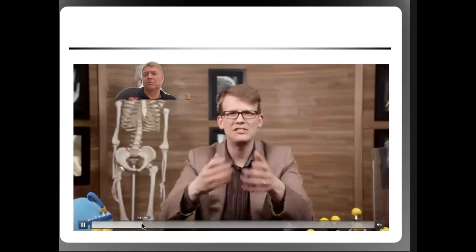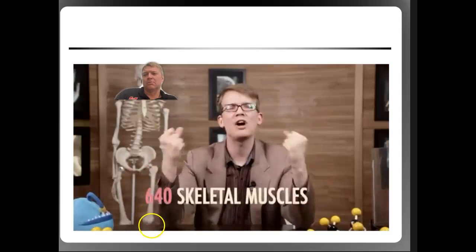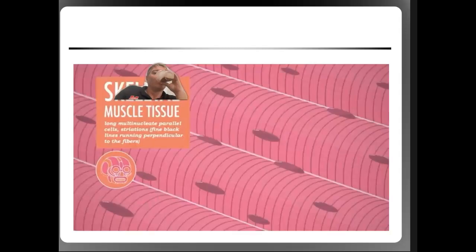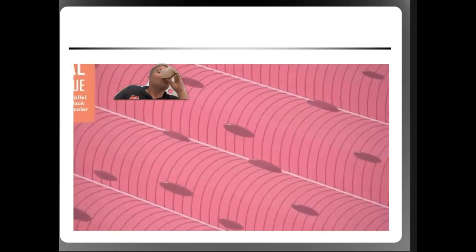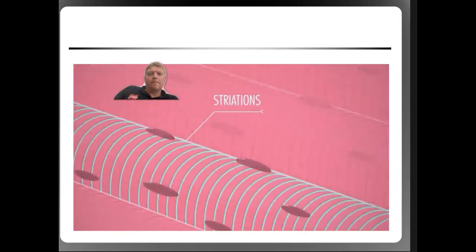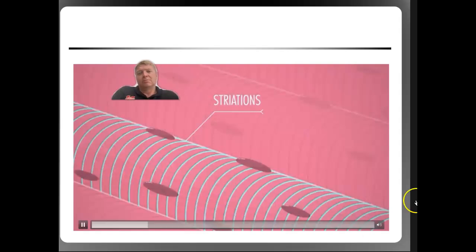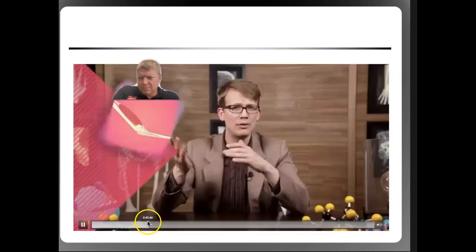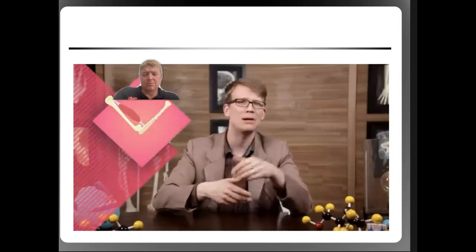And those types, the ones you can see and feel and flex, are your 640 skeletal muscles. They're striated like cardiac muscle tissue, but they're also mostly voluntary, meaning you have to think about using them and activate them with your somatic nervous system. Most of them attach to your skeleton and create movement by pulling bones in different directions as they contract.